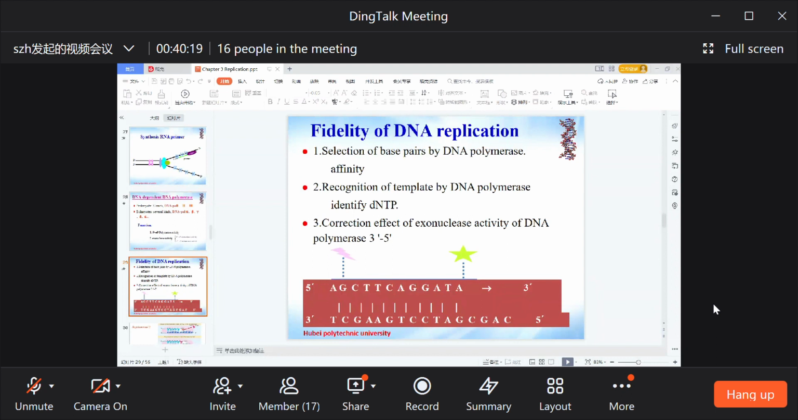After 10 minutes, we begin to study the process in prokaryotic and eukaryotic organisms of how to synthesize the offspring DNA.